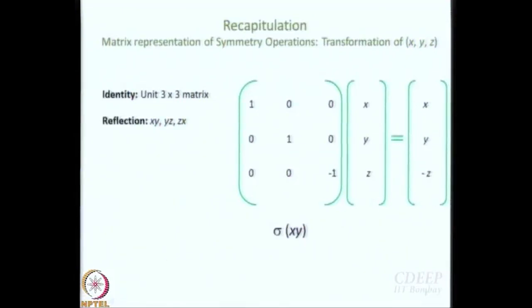Then we have talked about reflection, right? Reflection in which plane? XY, YZ, ZX. We had discussed three cases, and here we have represented XY. What will happen when we reflect with respect to the XY plane? X and Y coordinates will remain unchanged and Z will simply change sign. So, once again you have a diagonal matrix, right? All non-diagonal elements are 0 and this 3,3 element is minus 1 because Z changes sign upon reflection on XY. Okay? Easy? And similarly, you can figure out what the matrices are for YZ and ZX.